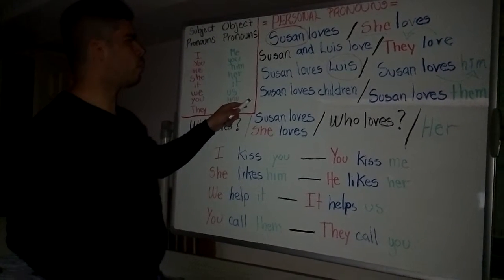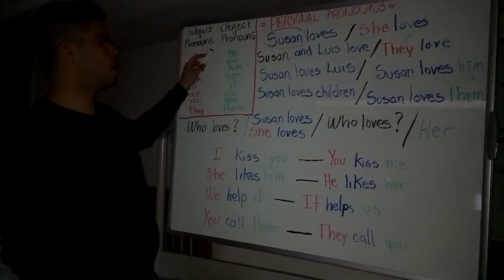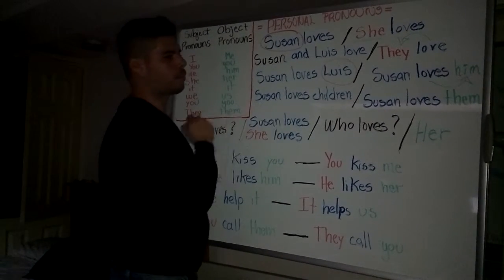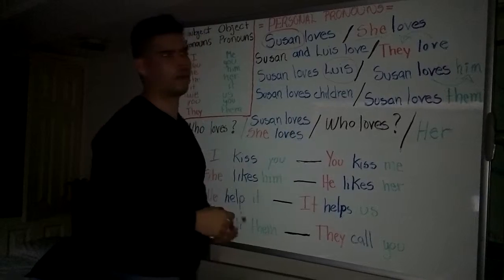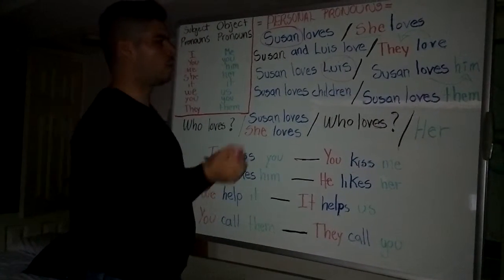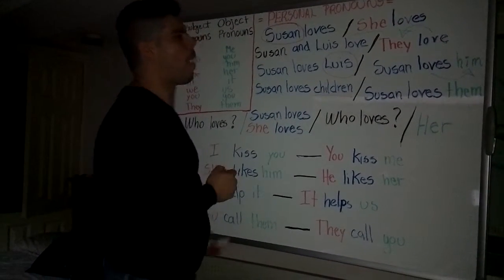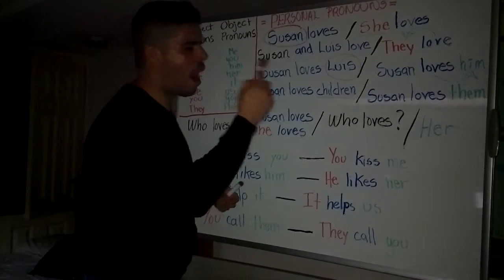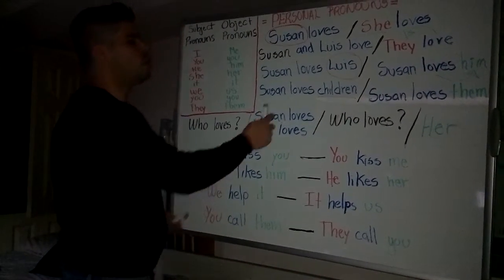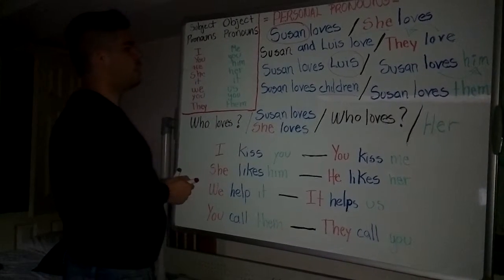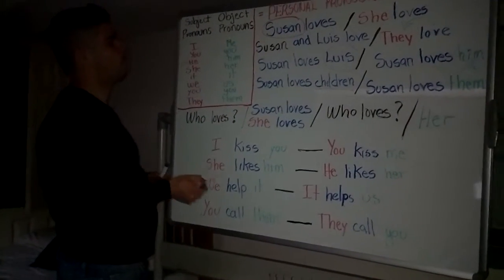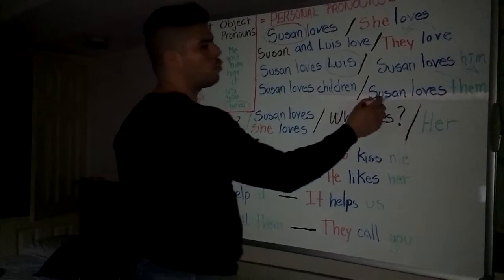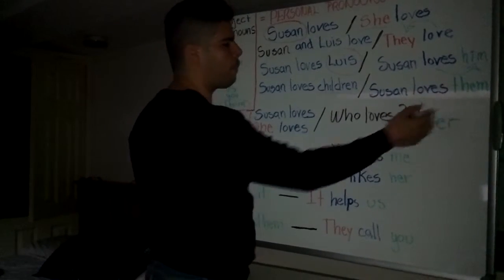One other example for an object pronoun. Susan loves children. We substitute children by an object pronoun because it goes after the verb. Children is plural, so we take an object pronoun, plural: them. Susan loves them.